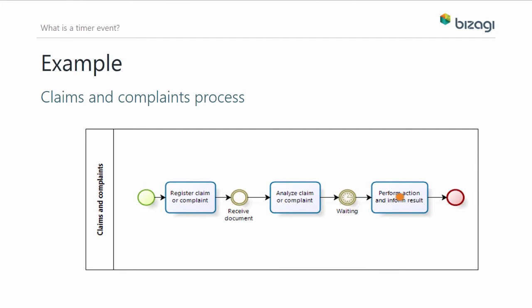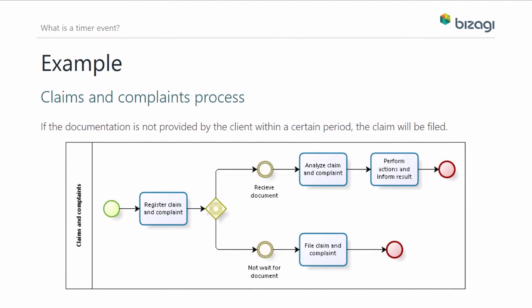Additionally, if the documentation is not provided by the client within a certain period, the claim will be filed. This should be included in the diagram. In this diagram, after the registration of the claim or complaint, an event-based gateway waits for the first event that occurs. Two events can occur: receive documents or not wait for them. The first event that occurs will deactivate the other.